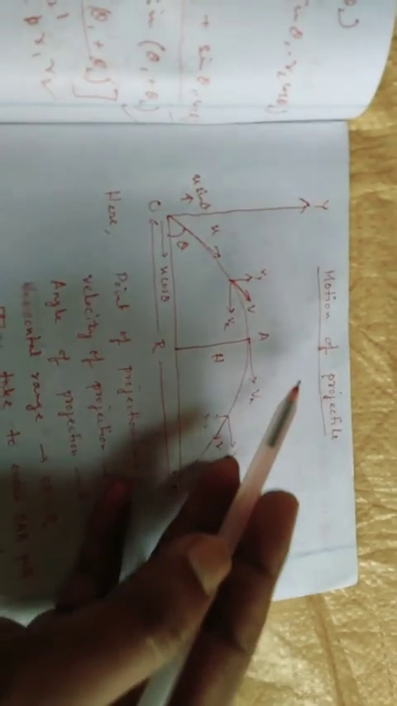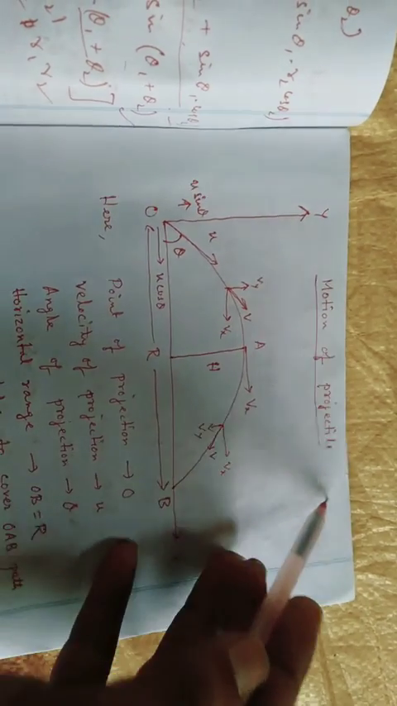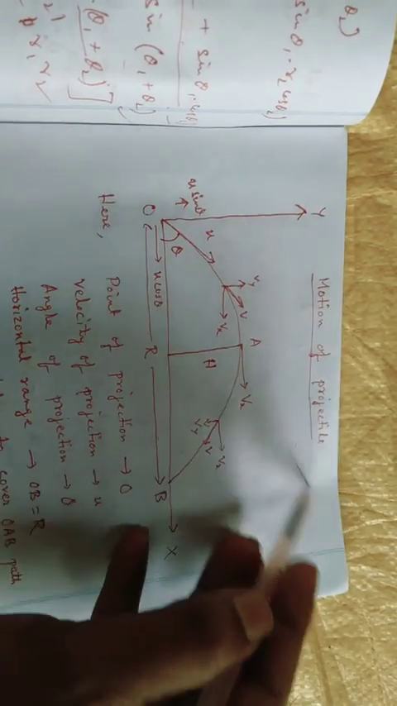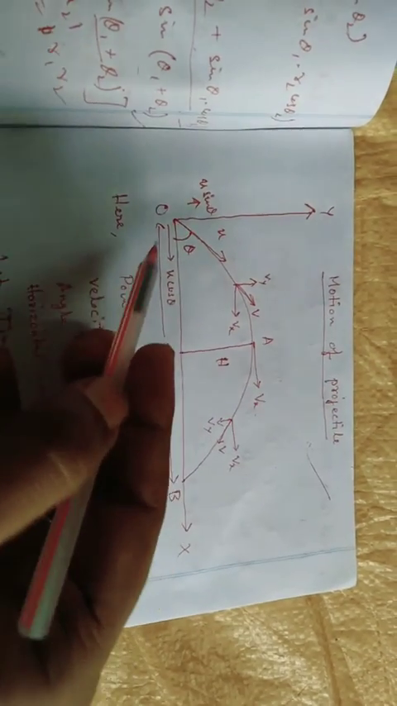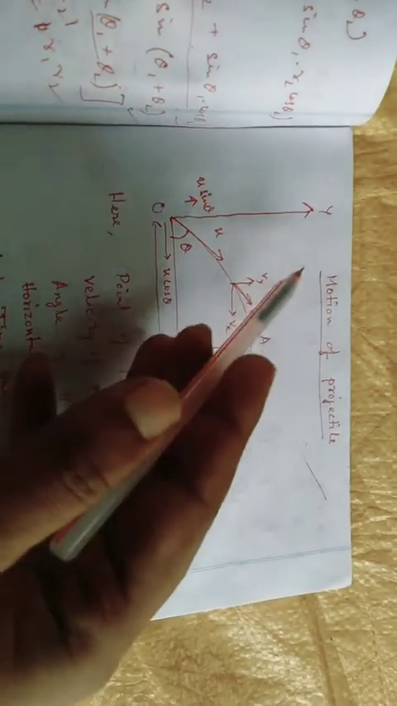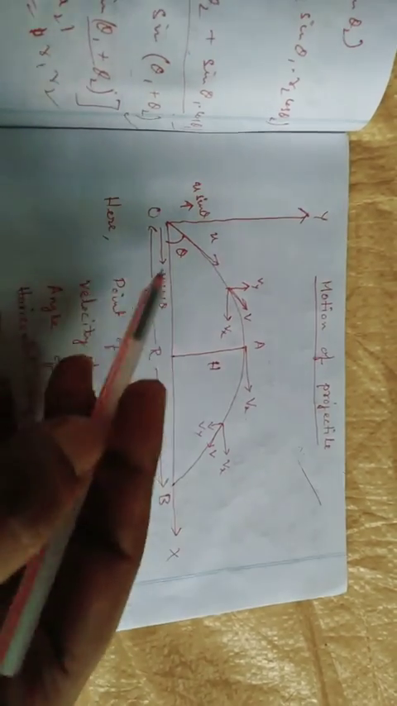Hello students, today I discuss the motion of a projectile. So what is the motion of a projectile and its numerical form? I have taken here two axes, x-axis and y-axis, perpendicular to each other.